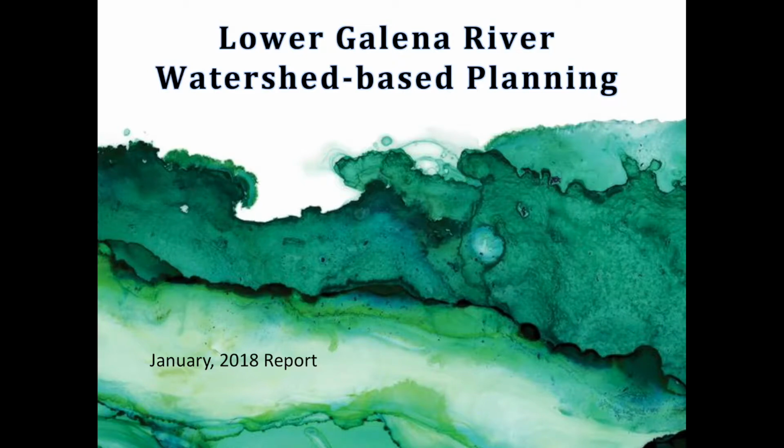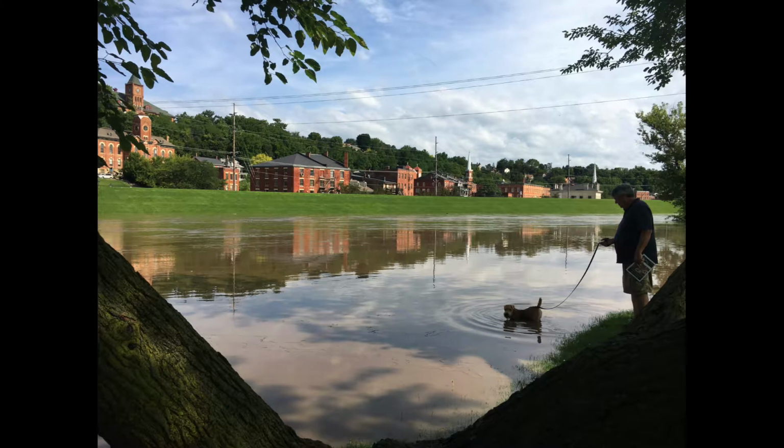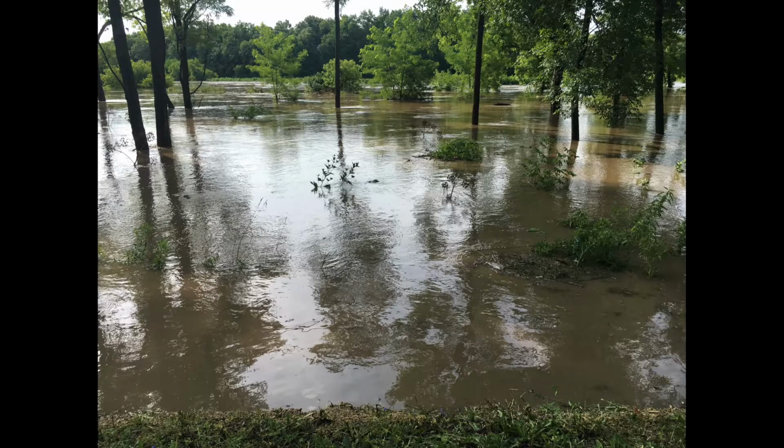A watershed-based planning process for the lower Galena River was started in October of 2016. The planning process is intended to develop and establish consensus on the best way to manage our water resources going forward. This presentation will describe the planning process and some of the things that have been learned so far.